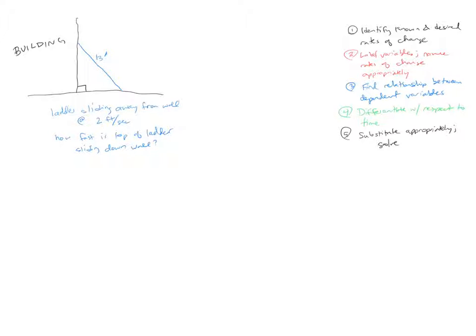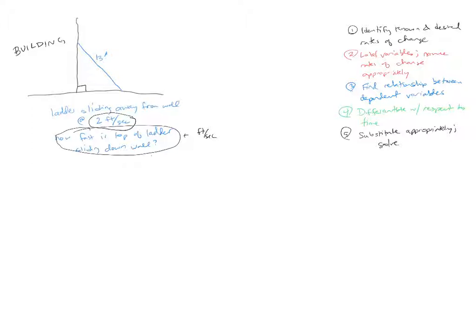So the first thing you need to do in these problems is identify your known and desired rates of change. So you're told in this problem that the ladder is sliding away from the wall at 2 feet per second. That's a rate of change that we know. And you're asked how fast the top of the ladder is sliding down. That's what we're trying to find. Now, if we were trying to describe how quickly the ladder slid down the wall, we would describe that in feet per second as well.